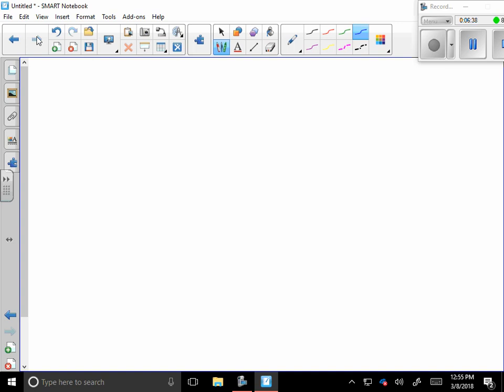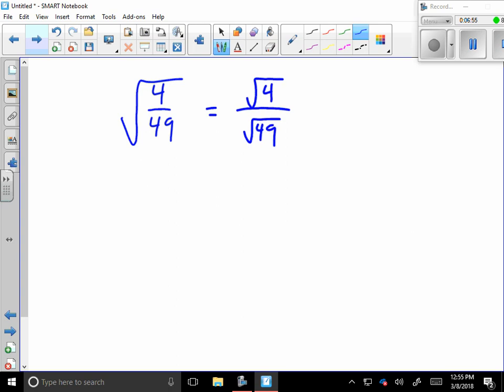Square root of 4 over square root of 49. 4 over 49 does not reduce. They are not both divisible by any one thing. But if you put them in their own radical, then the square root of 4 is 2, and the square root of 49 is 7. You get 2 sevenths.